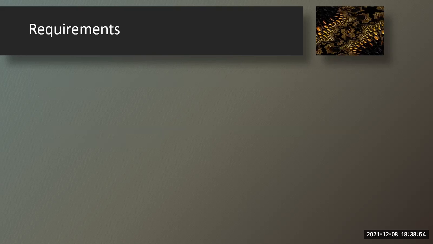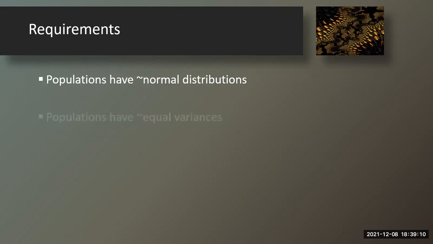There are requirements. You must be at least this tall to ride this ride. The populations involved must be approximately normally distributed over the variable of interest. The populations should also have approximately equal variances. These first two requirements are not super strict. The test can tolerate some deviation, but not a lot.